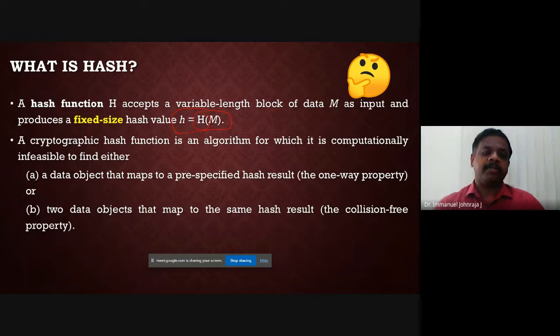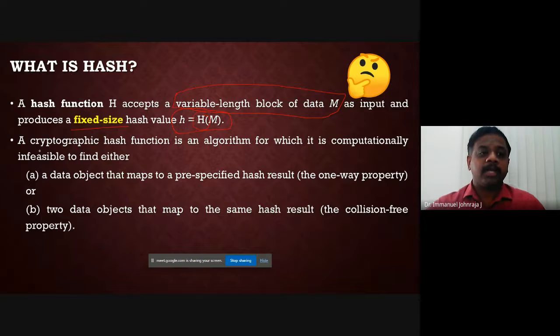The key takeaway from this line is that it accepts a variable length block of data. So your input size could be 128 bits, 1024 bits, and so on. But still, you will arrive at a fixed size hash value. This is something strange compared to our cryptographic calculations earlier. All right, that is the first point.